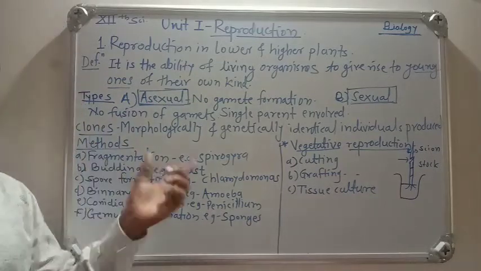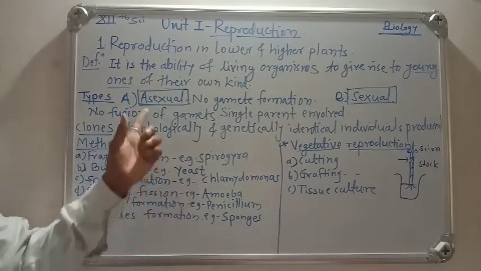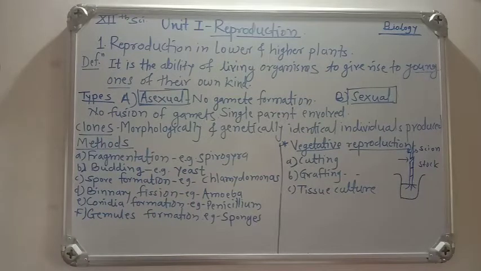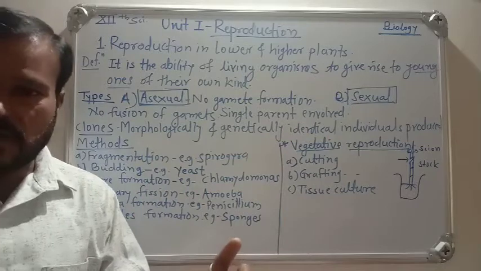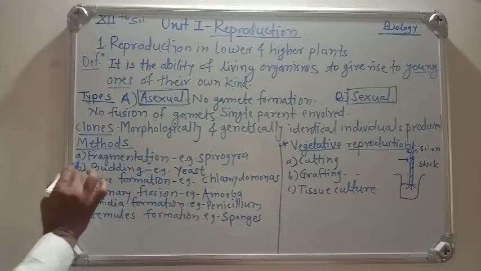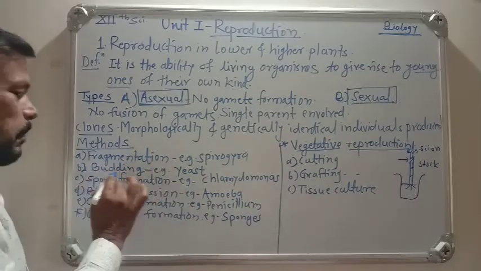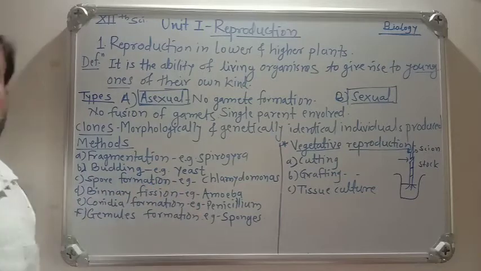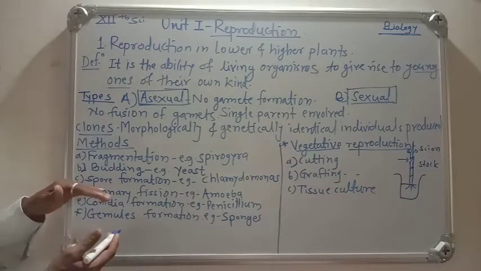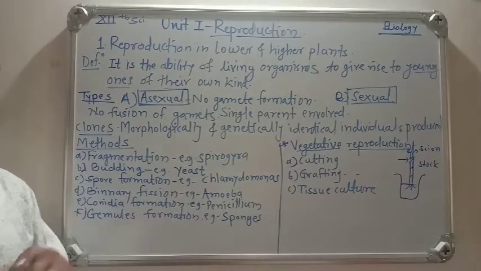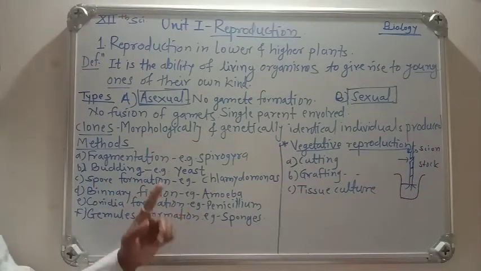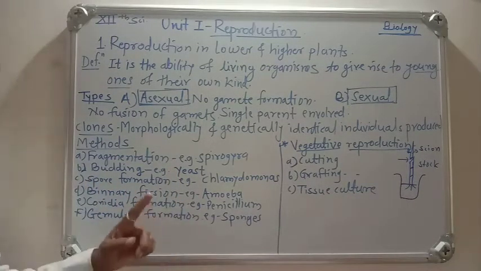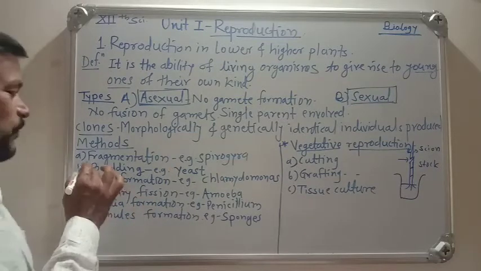There are different ways or methods in asexual reproduction. The main three methods given in our textbook are fragmentation, budding and spore formation. And the other three are additional methods. Why have they given additional methods? Because these are related to plants and animals. So we will study one by one.